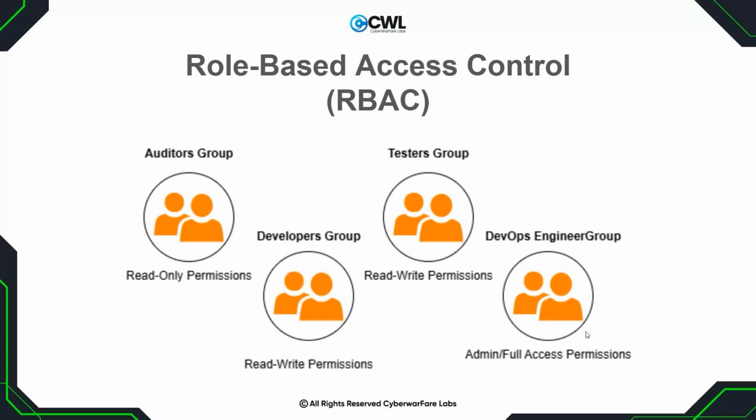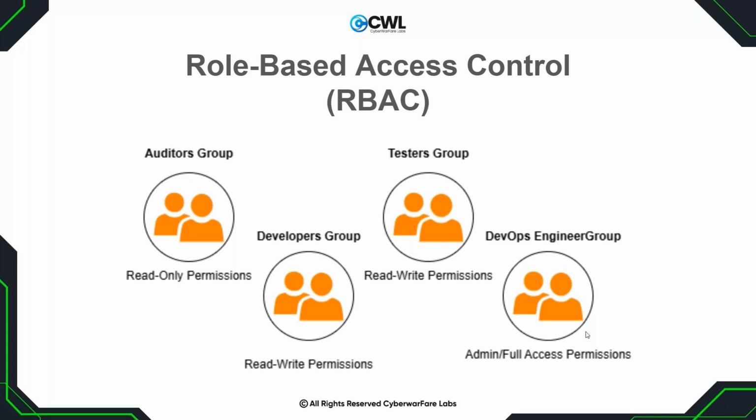So here we can combine the principle of least privilege with RBAC. Let's see how we can do this. Let's say in an organization we have employees with four job types. First, we have auditors, then developers, then testers, and the fourth, last group that we have is the DevOps engineers. So what we can do is create four separate groups for them. We can assign permissions, whatever they need to do their task, to their group.